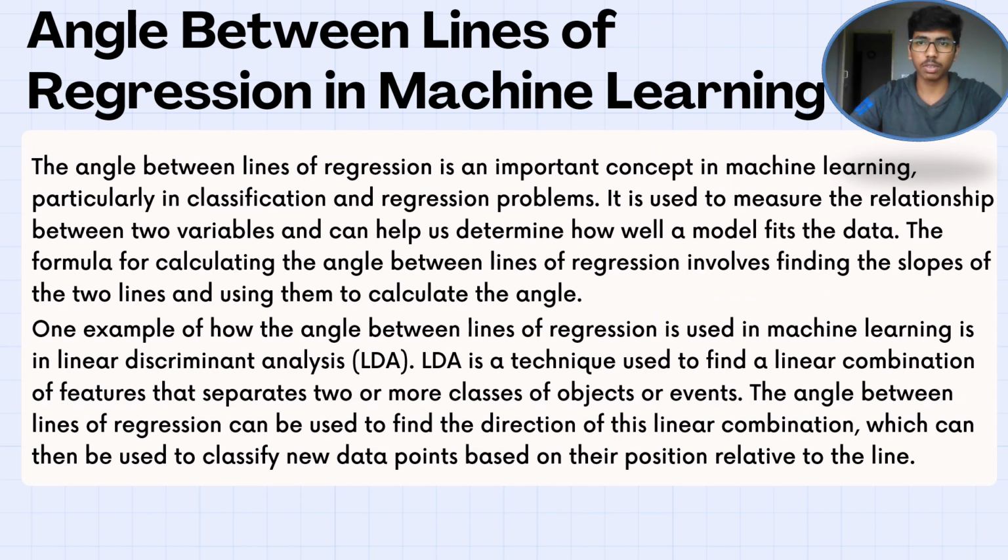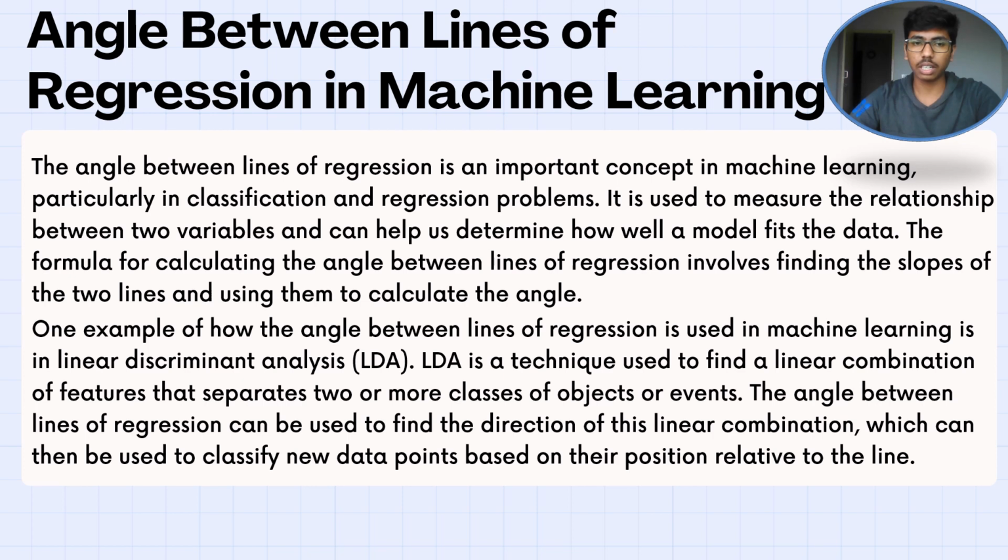Angle between lines of regression in machine learning. The angle between lines of regression is an important concept in machine learning, particularly in classification and regression problems. It is used to measure the relationship between two variables and can help us determine how well a model fits the data. The formula for calculating the angle between regression lines involves finding the slopes of the two lines and using them to calculate the angle.